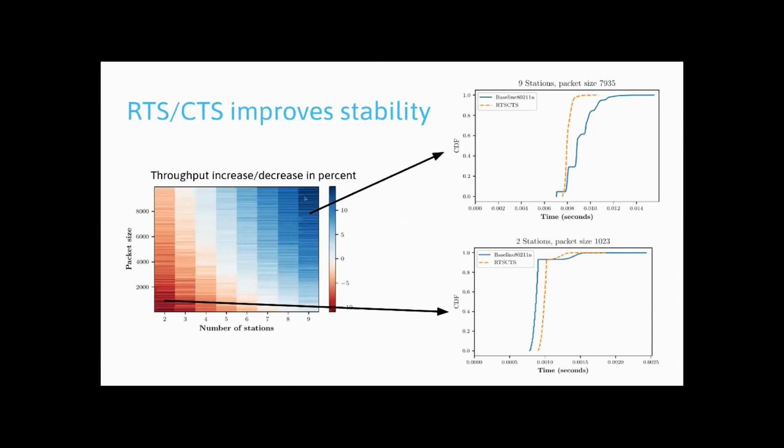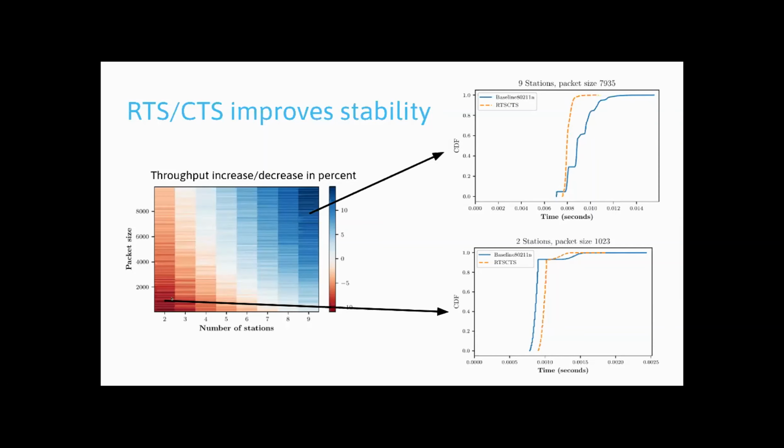So the blue is throughput increases, and red is throughput decreases. So we see here that when there are many stations and very large packets, we have a strong blue color, and we have almost 15% increase in throughput from enabling RTS-CTS, which is, I mean, a high number of stations and large packet sizes is ideal for RTS-CTS, because you will have a lot of collisions, and each collision will take a lot of time. So reducing the impact of each collision improves throughput in this case.